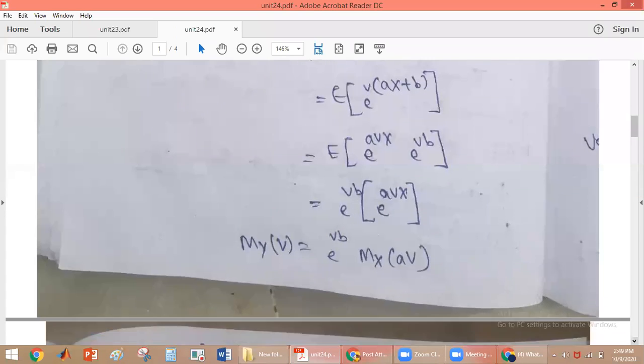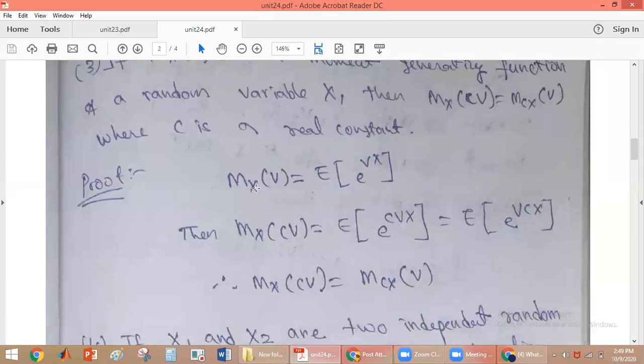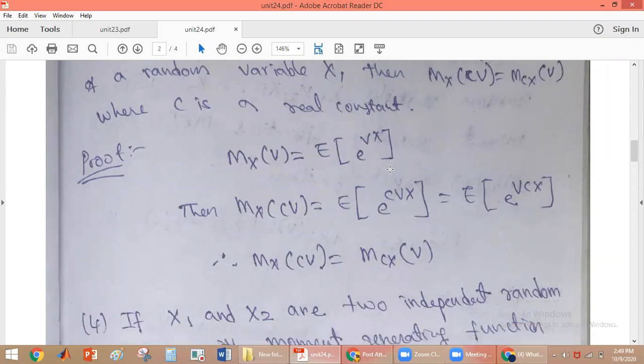And now we see the third property. The third property says that if M_X of v is the moment generating function of a random variable X, then M_X of cv will be equal to M_cX of v, where c is a real constant. Now what do we know M_X of v to be? M_X of v can be written as the expected value of e power vX.